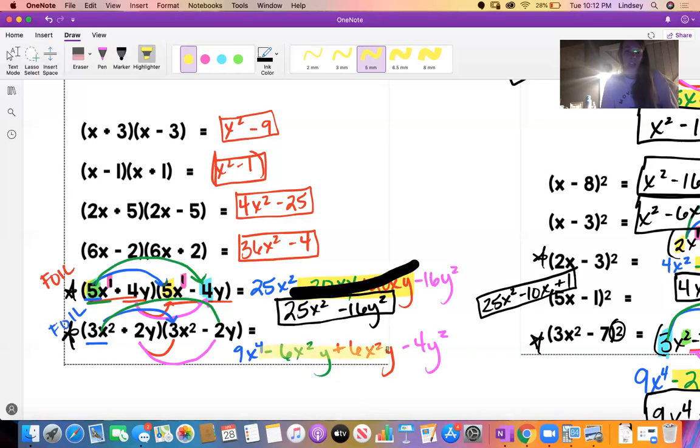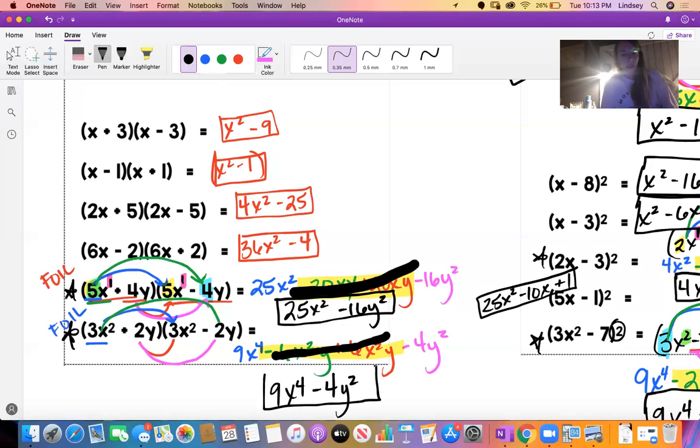Combine my like terms, negative 6x squared y plus 6x squared y. They cancel. And then I'm left with 9x to the 4th minus 4y squared. And once again, we're just simplifying these polynomials, which will really help you in Algebra 2 and Algebra 3 when you start getting into more complex things. You will have to be able to take an equation in standard form or in this form here and go back and forth.